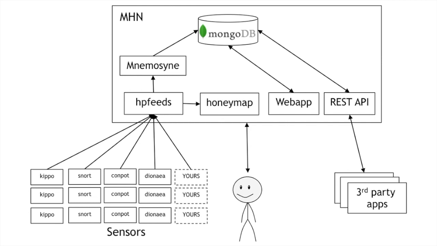Then we can obtain that information from the web app, which is what we had pictured in the previous screenshot. But what we're really looking for is to forward this information through a REST API to a third-party app like Splunk or Kibana, so that we can do a little more analysis on the data and come to some conclusions from all these attacks.